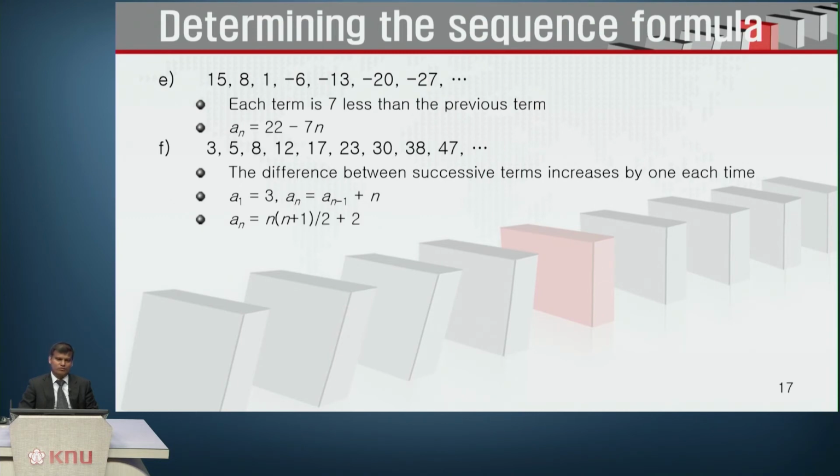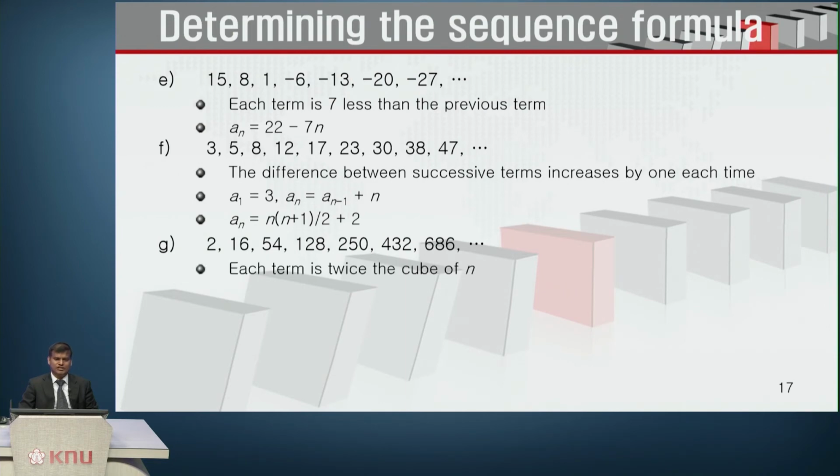Or you can see a sub n equals n times (n plus 1) by 2, plus 2. This is another way of showing it. 2, 16, 54, 128, 250. How about this sequence? Well, then each term is twice the cube of n. So then you can see the formula a sub n is 2 times n cube.